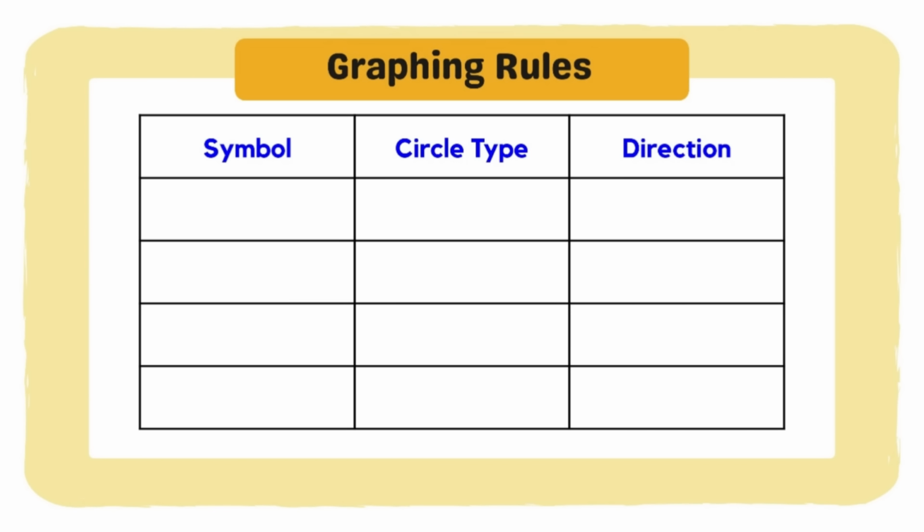Okay, just to sum up our graphing rules, ito po yung outline natin. For symbol like this, less than, ang type ng ating circle or yung dot na gagamitin natin to plot the points is yung open. Okay? At ang direction ng ating ray or yung shading natin is going to the left. Alright? Now, for the symbol greater than, ang circle type pa din ay open. At ang direction naman niya ay going to the right.